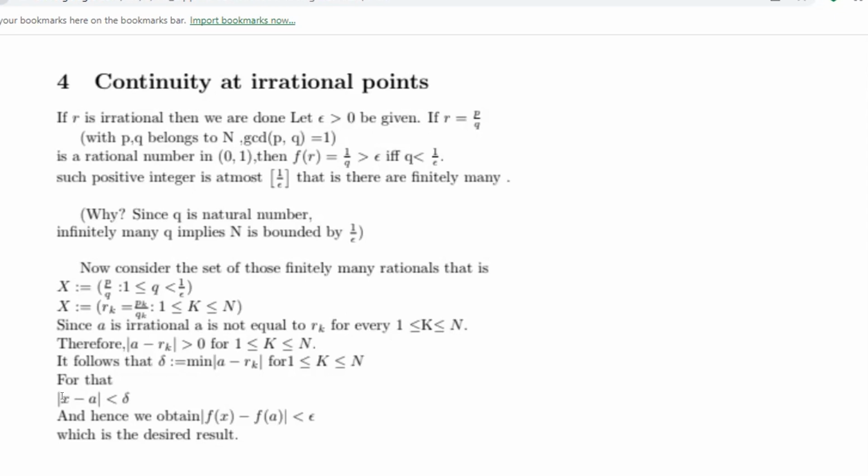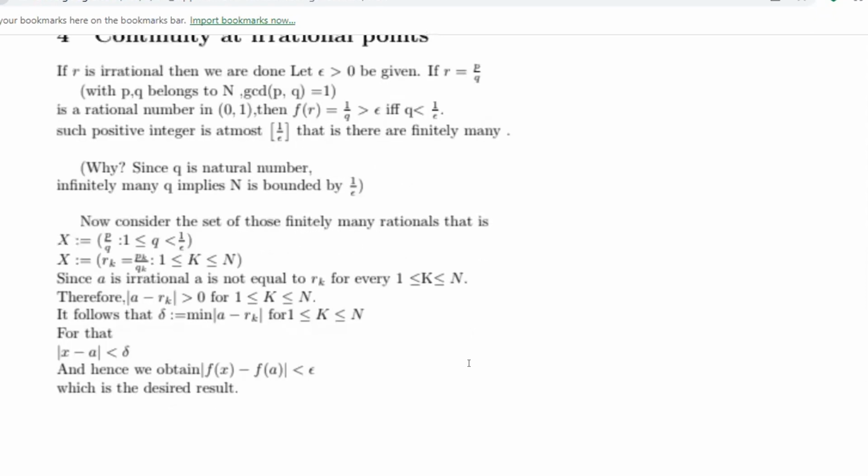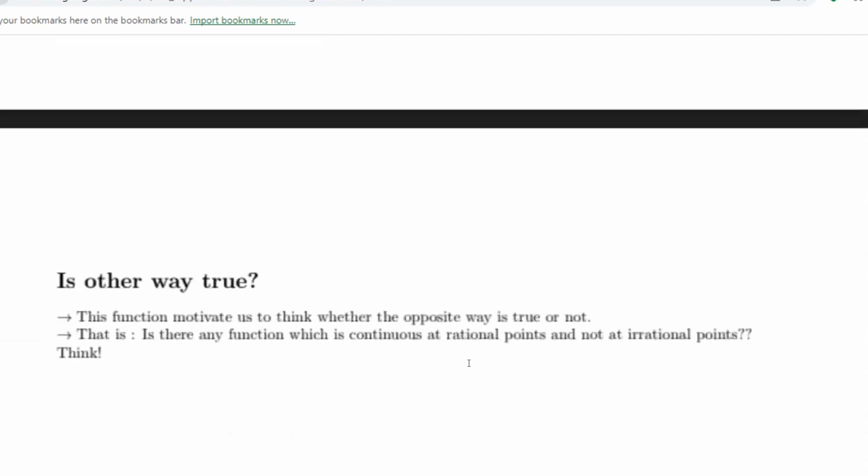So for that, what we get is mod fx minus fa is less than delta. And hence we obtain mod fx minus fa is less than epsilon. So from here, what we have seen is that it is continuous at irrationals. Okay, I'm moving on.